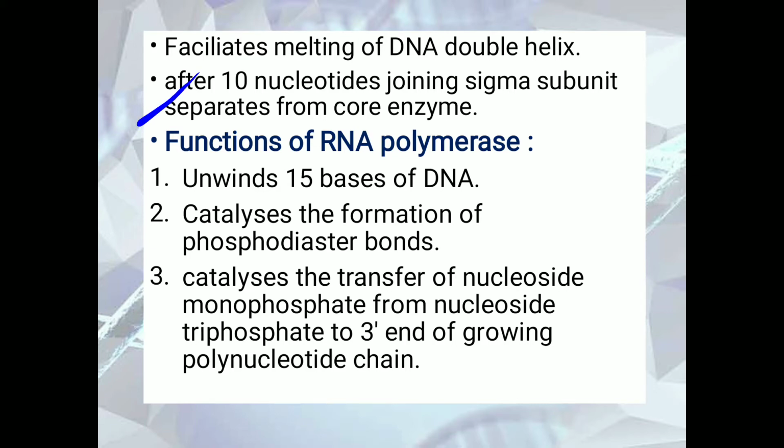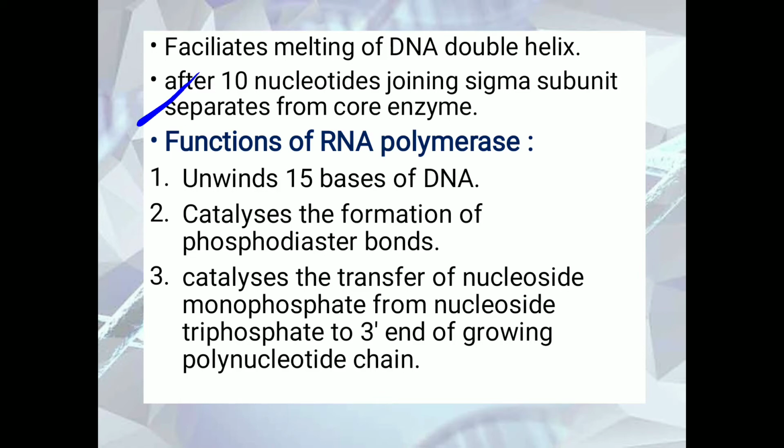Here I mentioned that after 10 nucleotides are joined, this subunit removes itself from the core enzyme. But there is another fact I have heard, that when the elongation speed reaches 40 nucleotides per second, the sigma subunit separates from the core enzyme. Now let's see RNA polymerase function. We have already discussed it, but as it's mentioned here, let's see again. The first point is that it unwinds 50 bases of DNA. What does it mean actually?